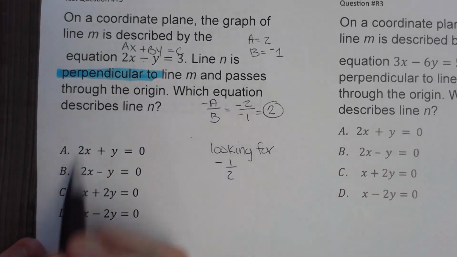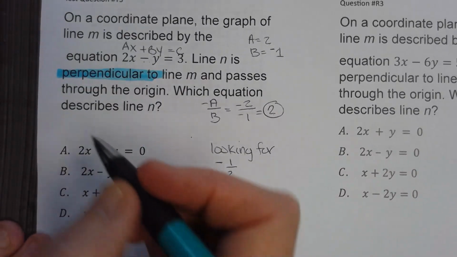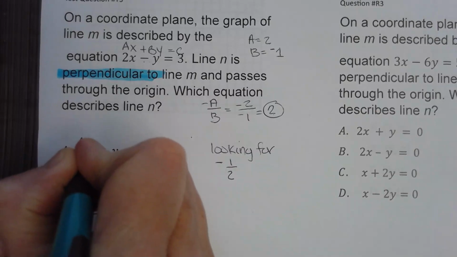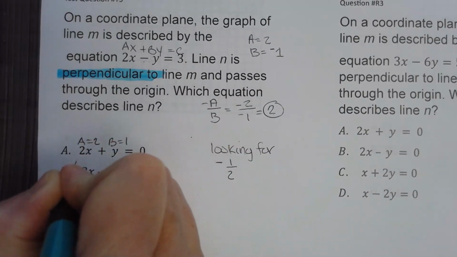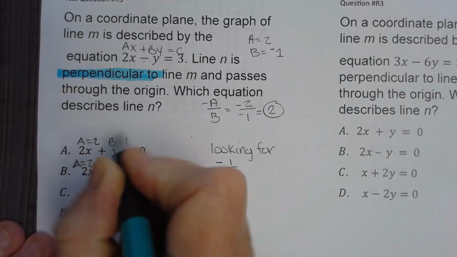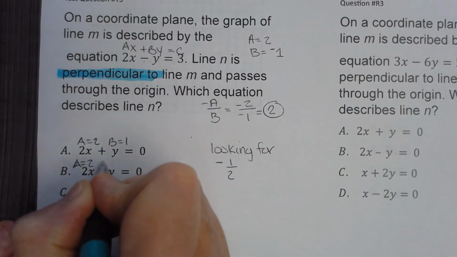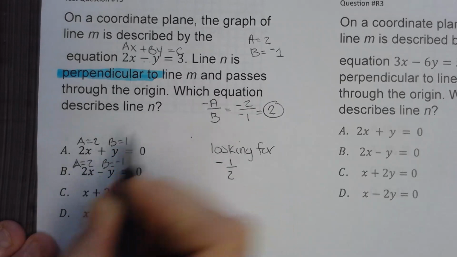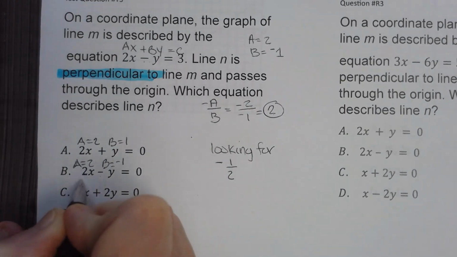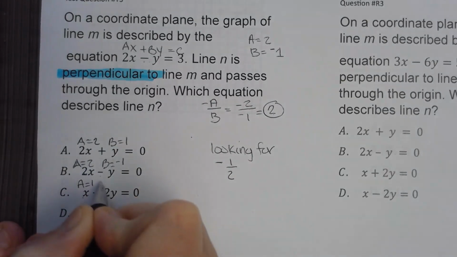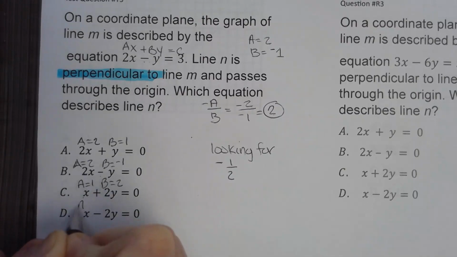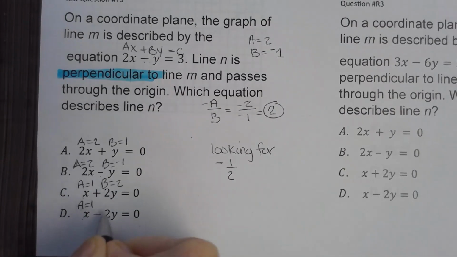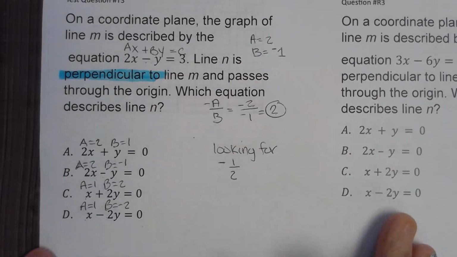So now I'm going to do opposite of A over B for each one of these. So here A is 2, B is 1. Here A is 2, B is negative 1. Here A is 1, B is 2. Here A is 1, B is negative 2. Let's make sure we're writing this down. We're supposed to show all of our work.